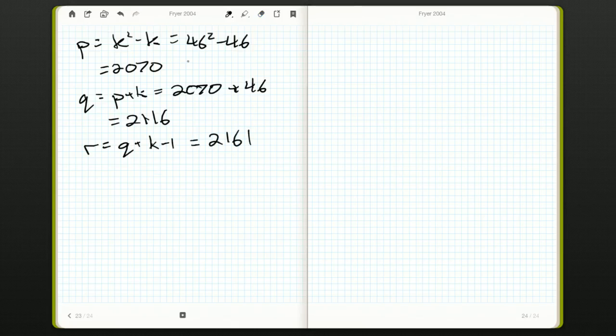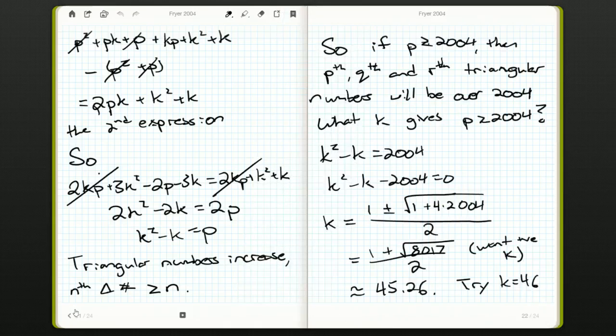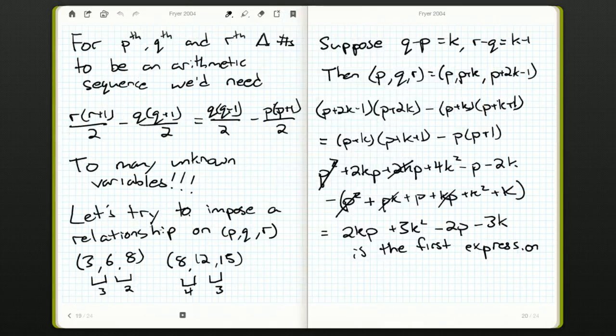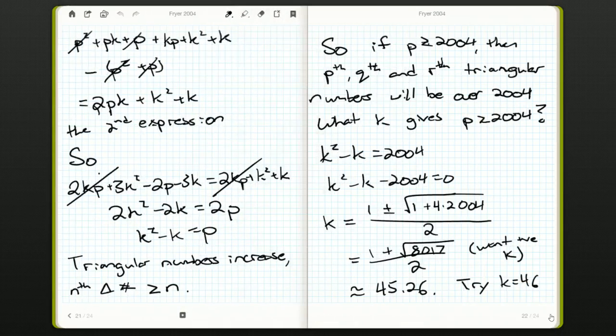Now, I got distracted there for a moment because p is k squared minus k. That's fine, but q should then be k squared minus k plus k, which should be k squared. So this q is a square, but our other examples were the middle number was not a square. This is not a square. This is not a square. So, I'm a little confused. Just a little bit. I'm wondering if one of these expressions I did wrong. There it is, yeah.